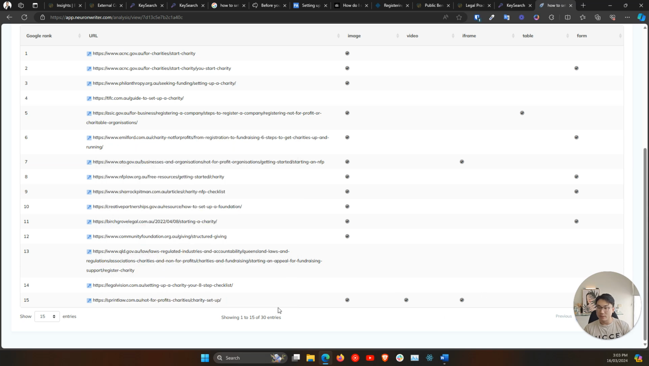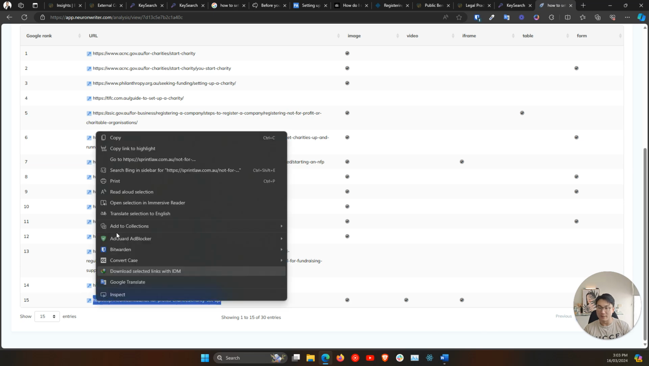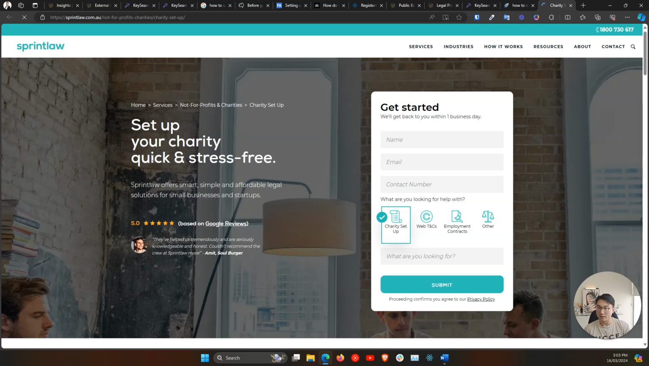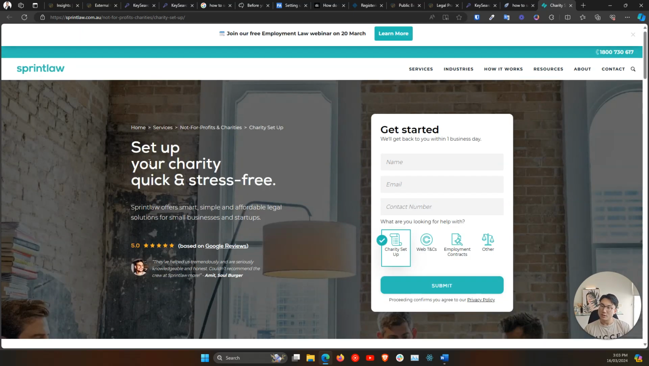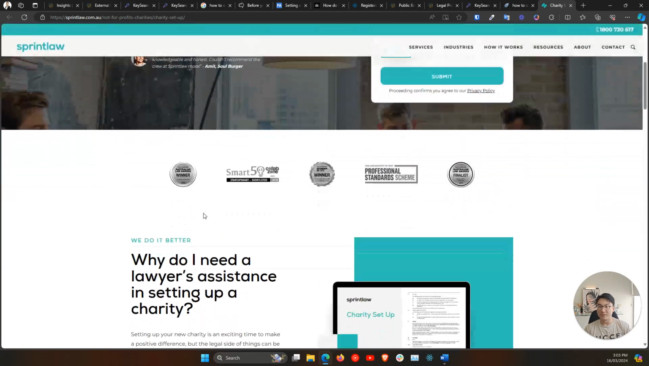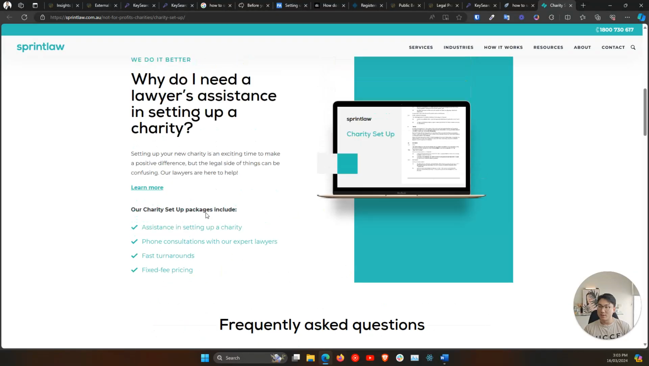I'm just going to look at Sprint Law, their article, because they have an image, and a video, and an iframe. I'm just curious as to how theirs look like. Because Sprint Law is again, the digital marketing is quite top notch because they're switched on in a new age sort of law firm. So it's me just doing a bit more competitive research as to what's involved.